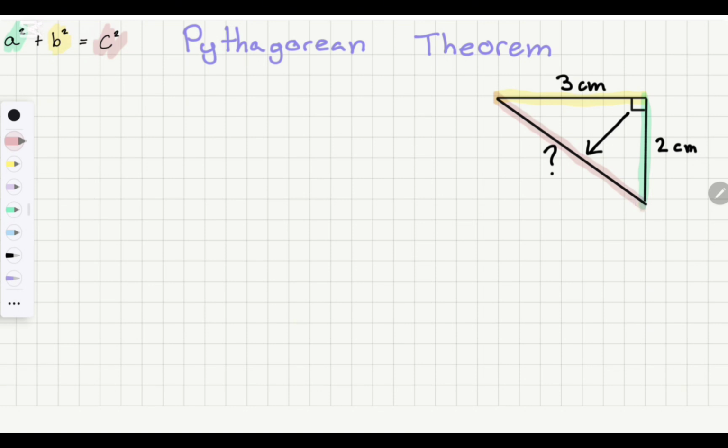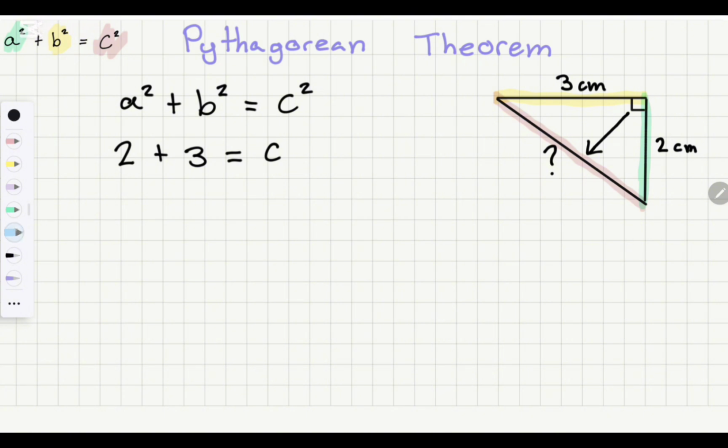Okay, so let us write down our equation. So a squared plus b squared equals c squared. And I'm just going to fill in the numbers that we know. I know that a, our green one, is equal to 2. I know that b is equal to 3, our yellow line. And we do not know c. So again, c is always our hypotenuse. So I'm just going to keep it as c.